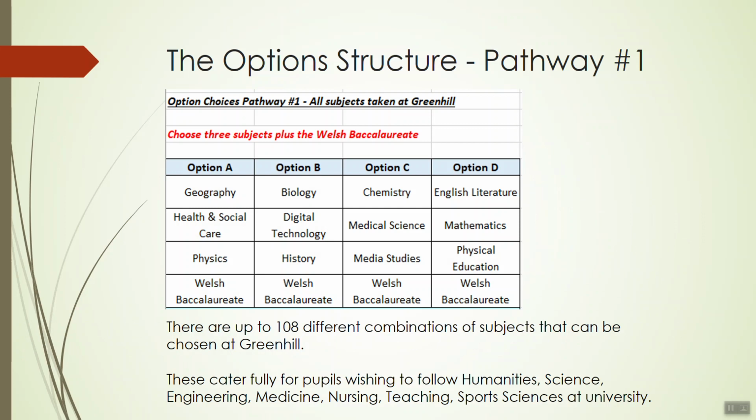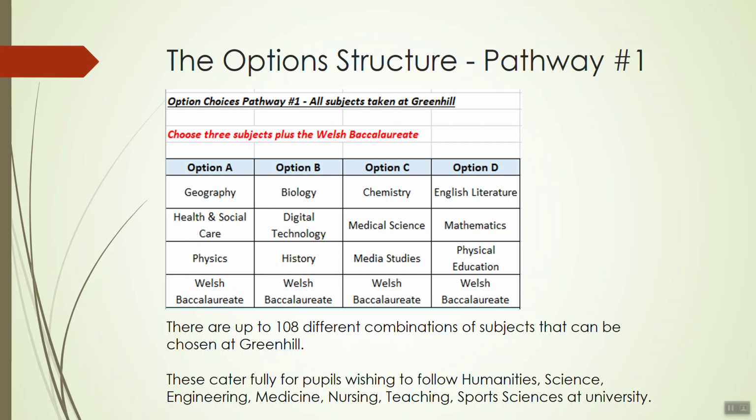So if we look at pathway 1, this is if you are considering just doing the Green Hill courses, you would choose 3 subjects plus the Welsh Baccalaureate. So from each option block, you would need to choose a subject. So for example, if you were considering taking physics, chemistry and maths, then you would choose physics in option A, Welsh Baccalaureate in option B, chemistry in option C, and mathematics in option D.